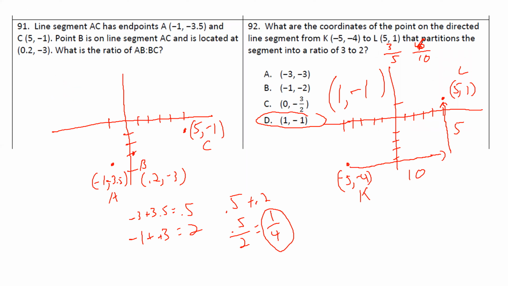For which one? 92 is D. So it was right here, and we went 6 units over and 3 units up from that first point.